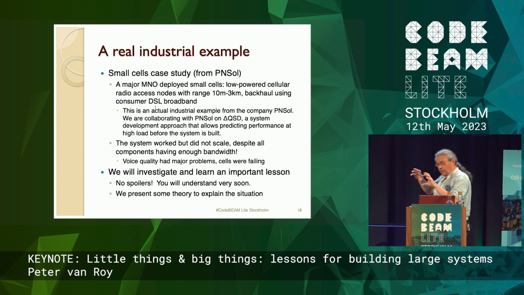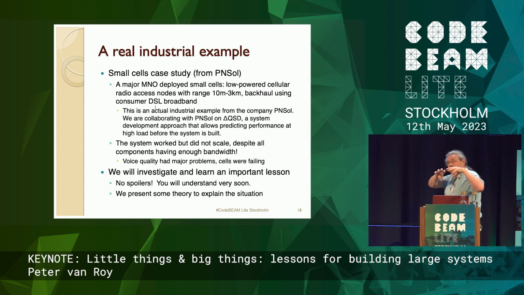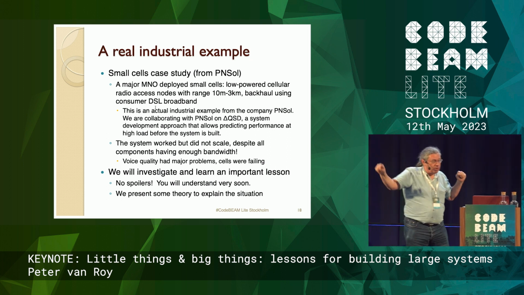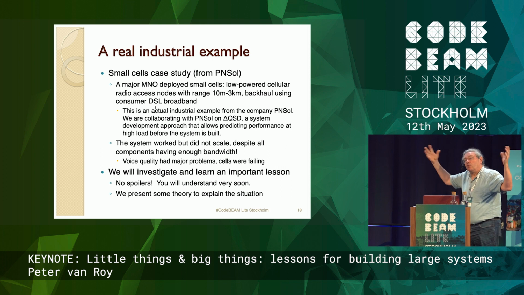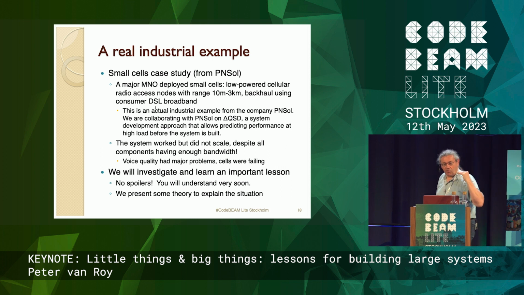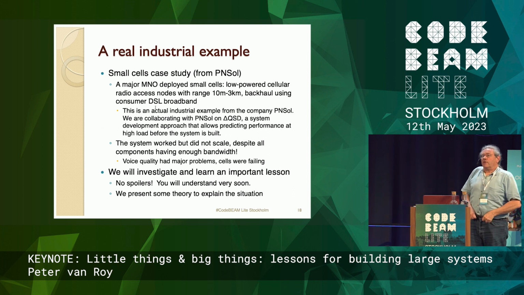So they deploy small cells. The small cells are little radio access nodes with short range, and they connect into this whole network infrastructure. And this company was introducing this consumer DSL broadband, okay? And, okay, so they were testing it, it worked.